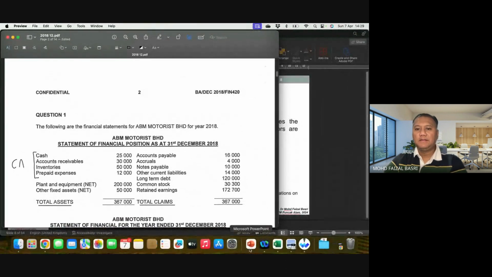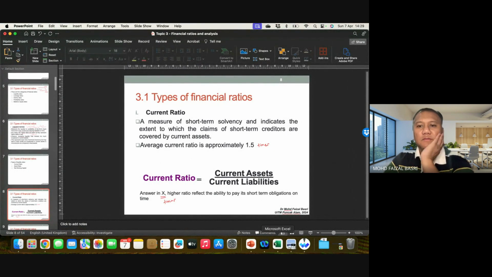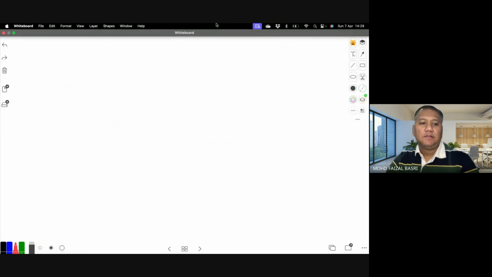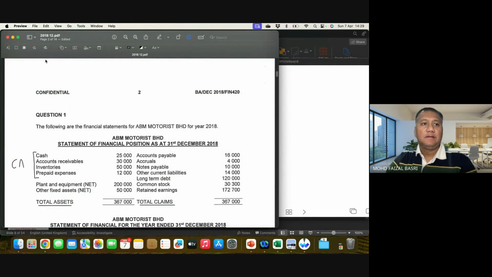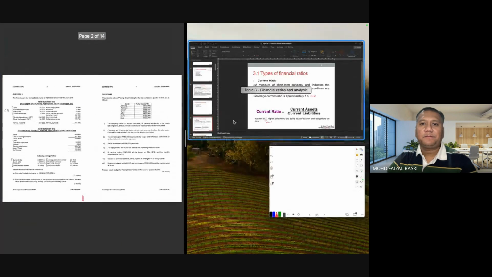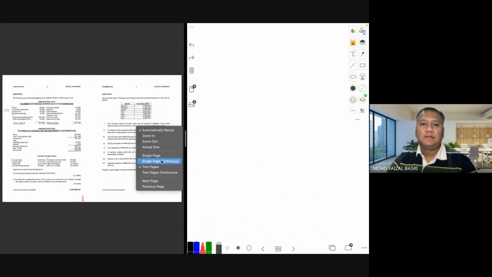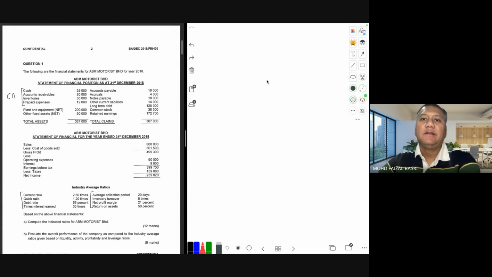If you go back to the formula just now, for the current ratio, the formula is current assets over current liabilities. Let's say I put it side by side like this, and I calculate the first one.